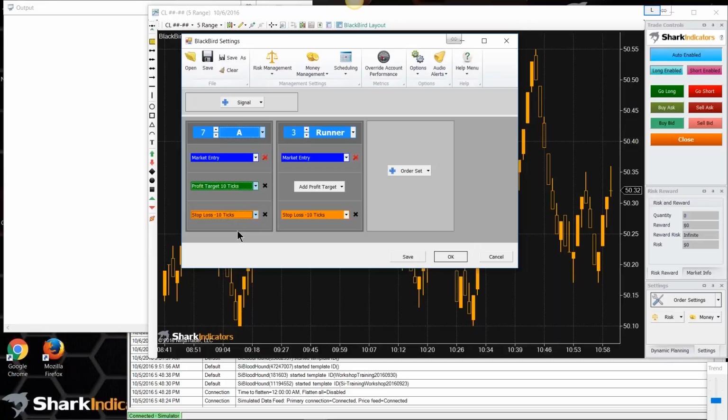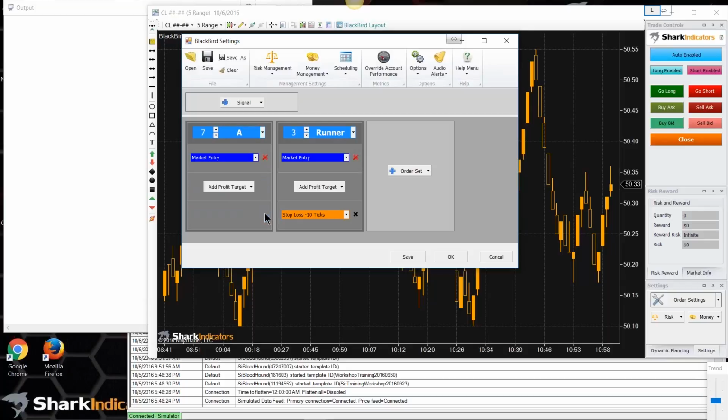All right, let's see. Well, now we'll kind of get into the real meat of setting up an order set, which is, most people are most concerned with profit targets and your stop losses and setting those up.